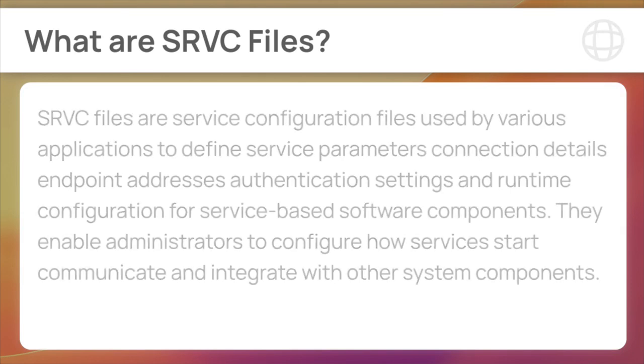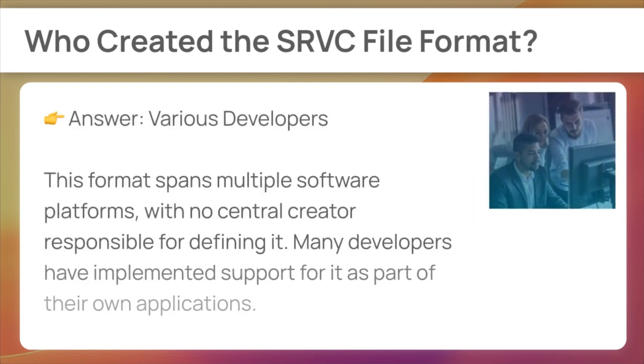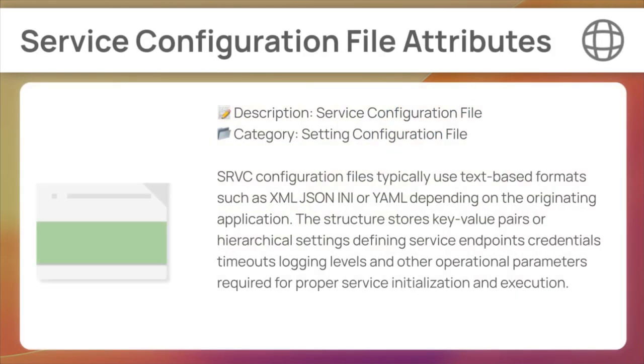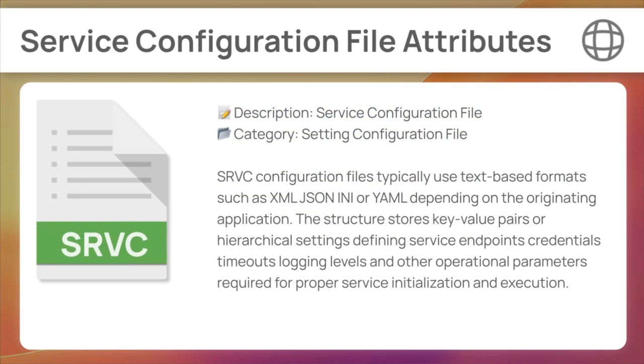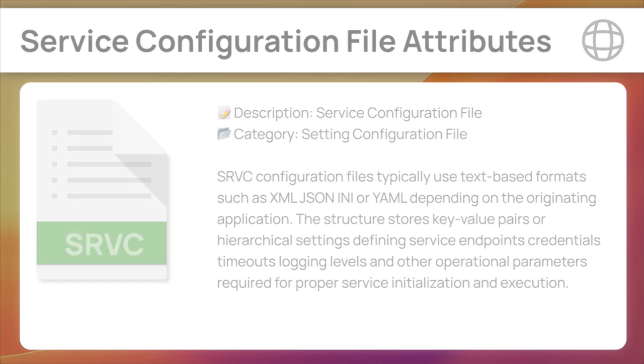addresses, authentication settings, and runtime configuration for service-based software components. They enable administrators to configure how services start, communicate, and integrate with other system components. SRVC configuration files typically use text-based formats such as XML, JSON, INI, or YAML, depending on the originating application. The structure stores key-value pairs or hierarchical settings, defining service endpoints, credentials, timeouts, logging levels, and other operational parameters required for proper service initialization and execution.